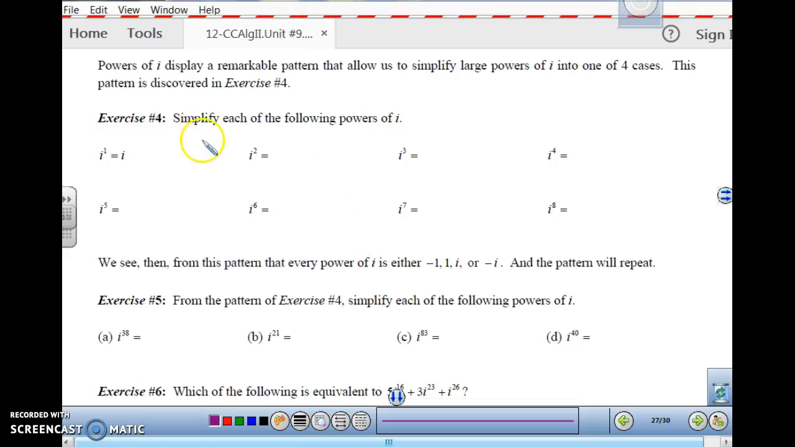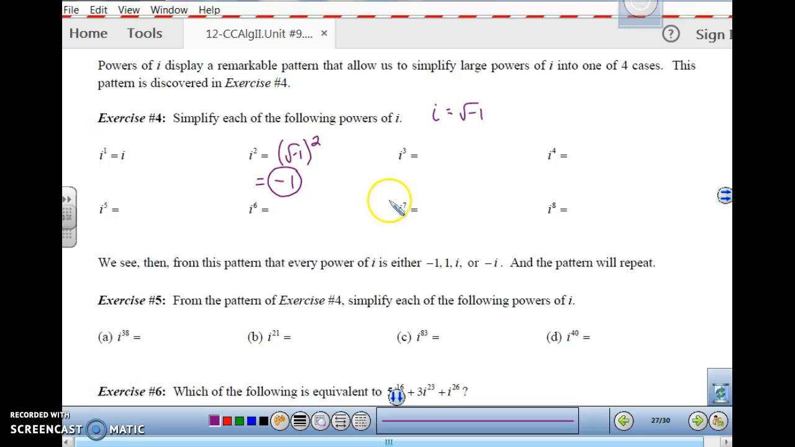All right, so this is all based on that i is equal to the square root of negative 1. So i to the first is just going to be i. We know that. Technically it's the square root of negative 1. i squared. Well, we just did that on the previous example. It would be the square root of negative 1 squared. Well, what's the square root of negative 1 squared? Well, doesn't the square cancel out the square root? So i squared is equal to negative 1.